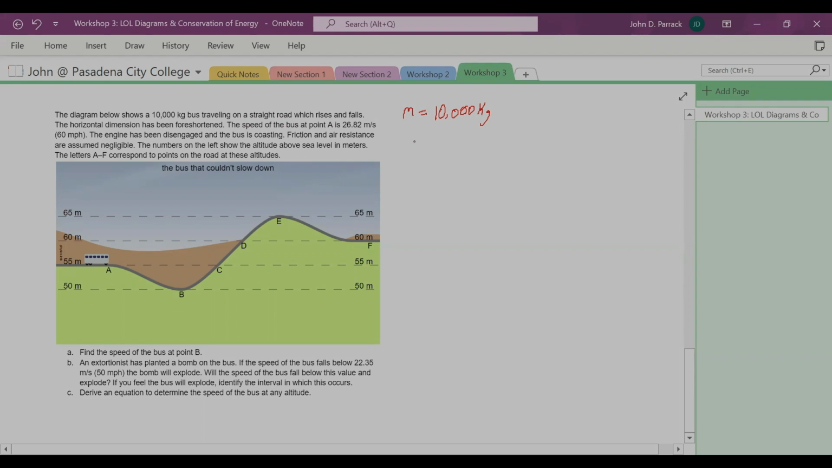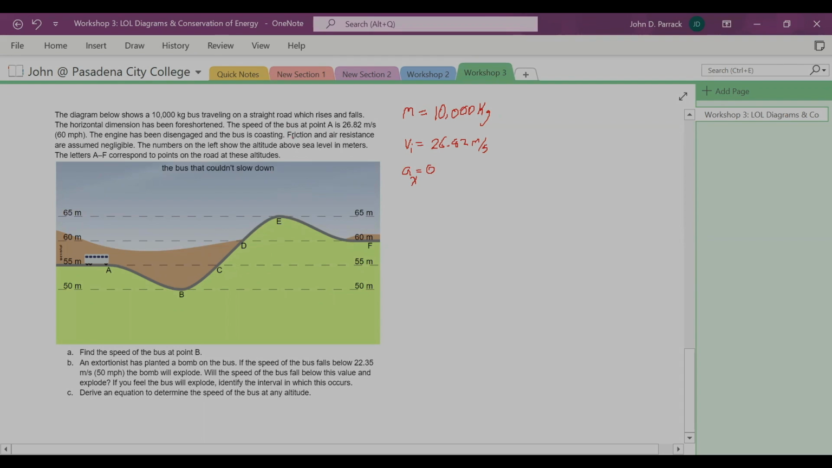The speed of the bus is V, this is V initial, we'll call it, since this is the velocity at point A, and it's equal to, they tell us, 26.82 meters per second. The engine is disengaged and the bus is coasting. So we're not speeding up, we're not slowing down, we're coasting. So acceleration in the x direction, at least, is equal to 0. There could be some acceleration due to gravity. We'll talk about that in a minute.